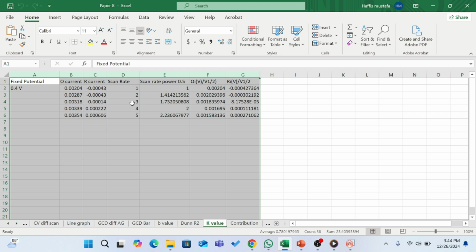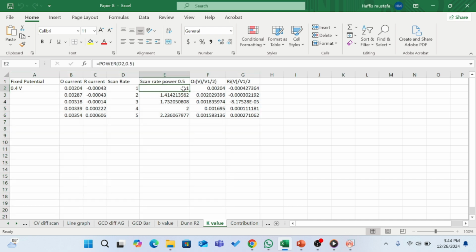Let's say you do until 5 scan rates. For scan rate power of half, what you can do is use the formula equal power, and your scan rate. Let's say this is D2, comma 0.5, so power of 0.5. Then click enter. So you will get it for the rest.